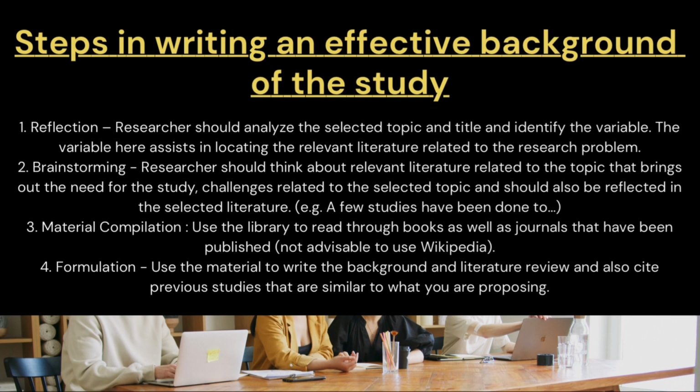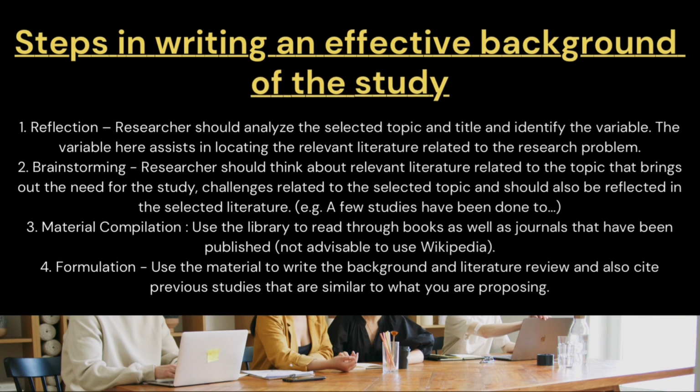Brainstorming. Researchers should think about relevant literature related to the topic that brings out the need for the study, challenges related to the selected topic, and should also be reflected in the selected literature. For example, a few studies have been done to, and you continue. Material compilation. Use the library to read through books as well as journals that have been published. Not advisable to use Wikipedia.